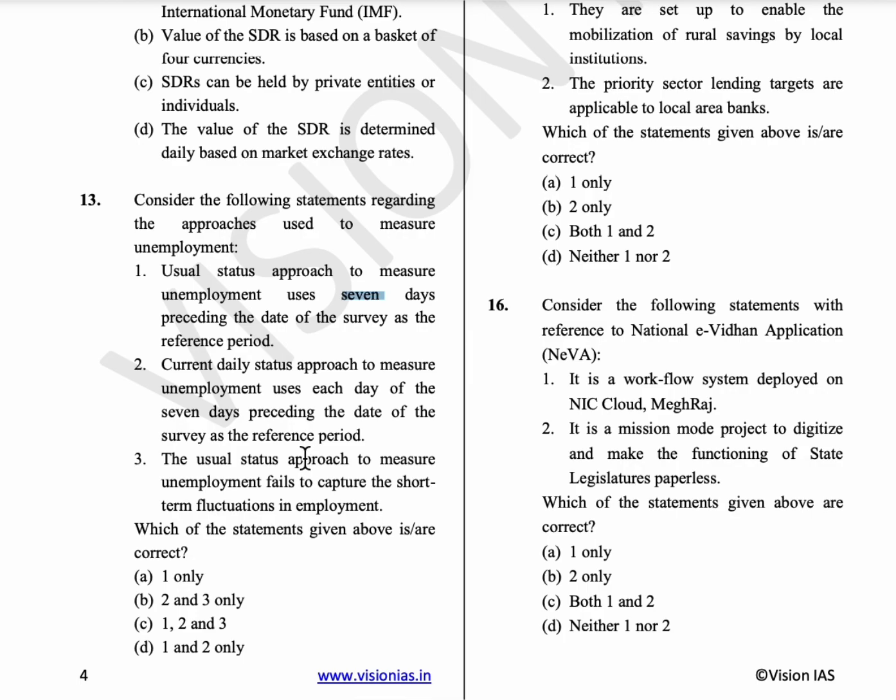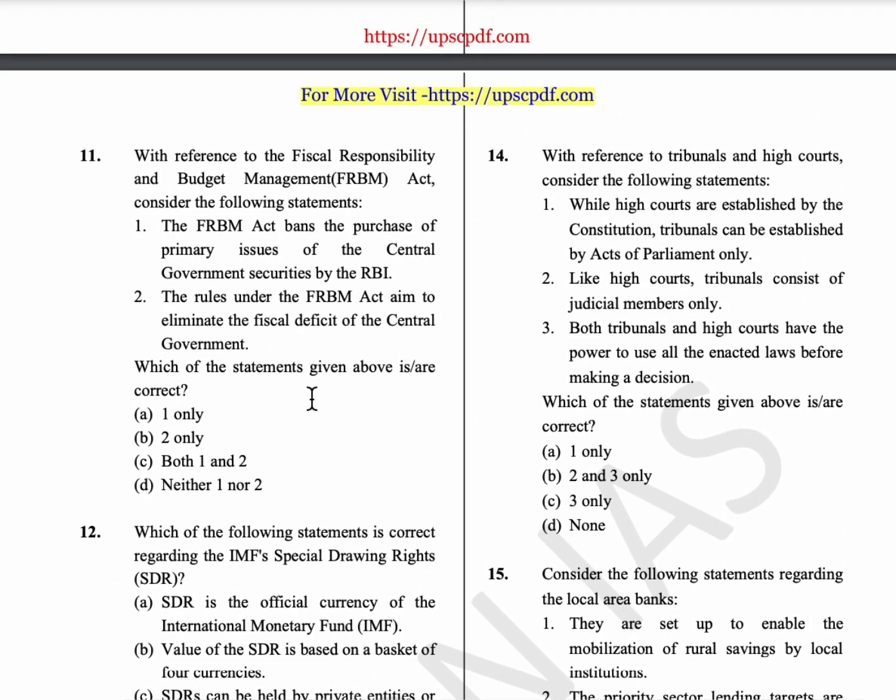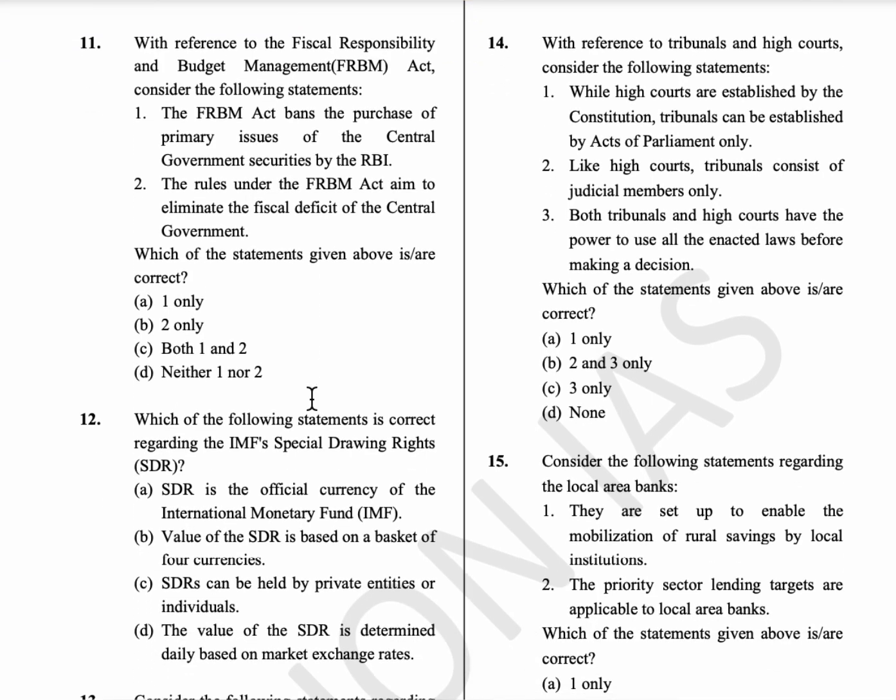Second statement is correct. Coming to third statement, the usual status approach to measure unemployment fails to capture the short-term fluctuations in employment. So statements 2 and 3 are correct. So option B is the right one. 14th question, with reference to tribunals and high courts, consider the following statements. So the first statement is, while high courts are established by the constitution, tribunals are established by acts of parliament only. No, tribunals are also established under the constitution, acts of parliament and under the state legislatures. So first statement is wrong.